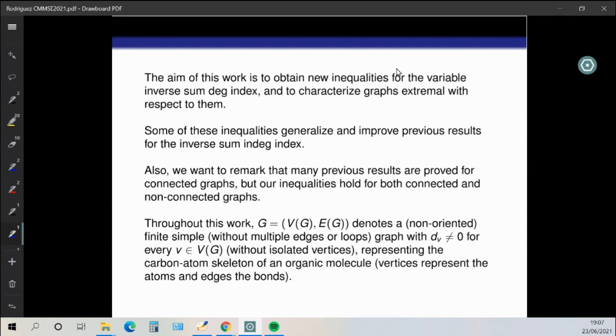Of course, throughout this work, we denote by G a graph which is non-oriented, finite, without multiple edges or loops. And we also assume that the degrees are different from 0, so we don't have isolated vertices. This graph represents the carbon atom skeleton of an organic molecule. Vertices represent the atoms and edges the bonds.